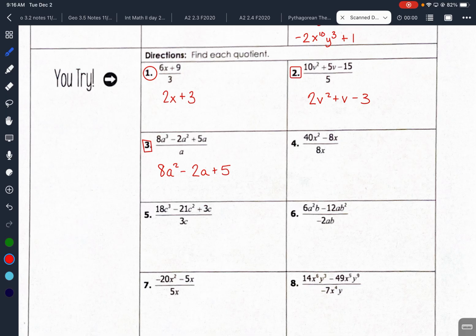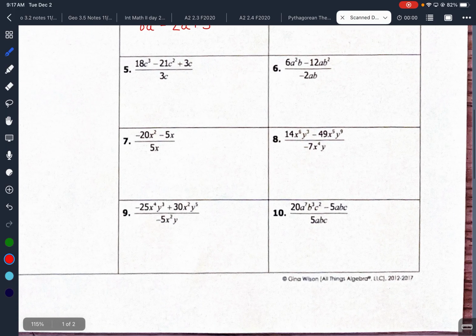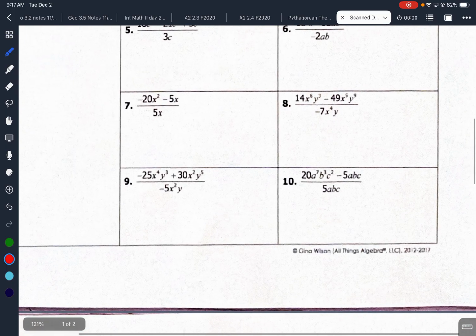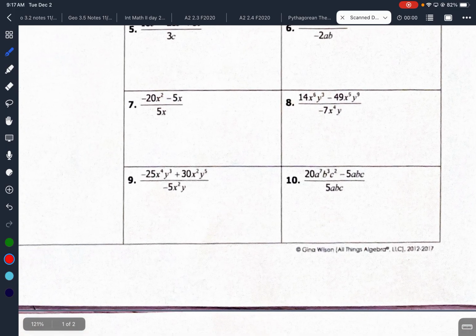Okay, did you get 8a squared minus 2a plus 5? Do these take long to do? No, but can I do them all at one time? No, you have to do them each piece, correct? So we're just gonna do each piece again. We're not gonna pay any attention to the 49, right?